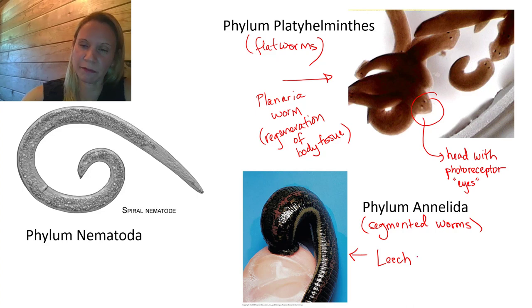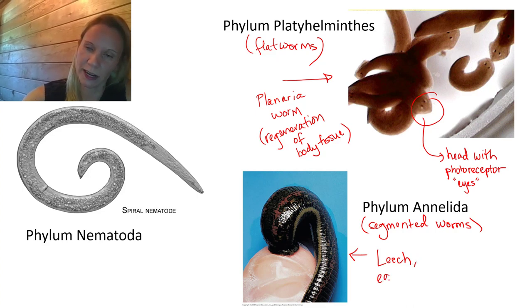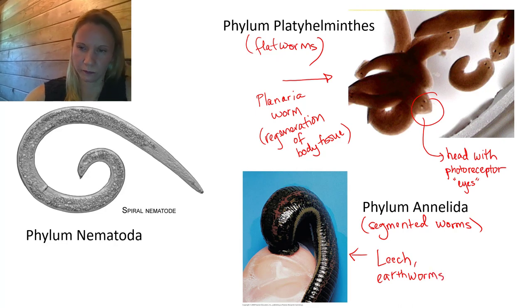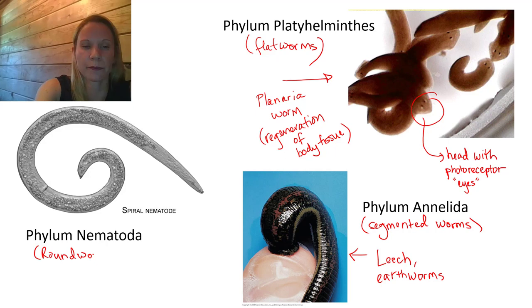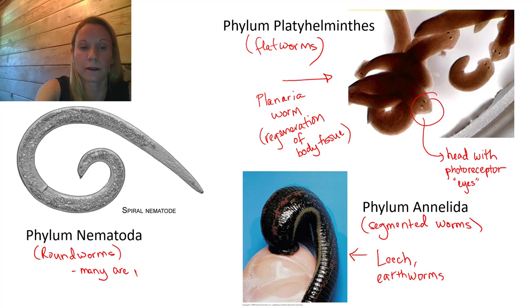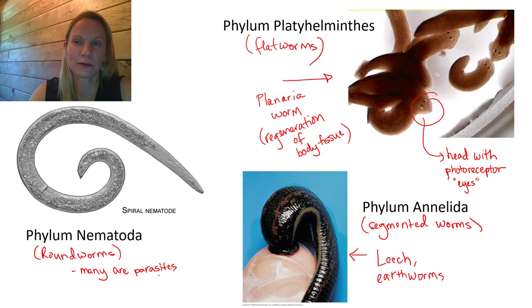Who else is in this group? Well, earthworms would be another one to add here. And then lastly on the slide, we see the nematodes, also known as roundworms, because they have a round body shape. And many of these are actually parasites inside of larger animals. It's a very primitive worm.